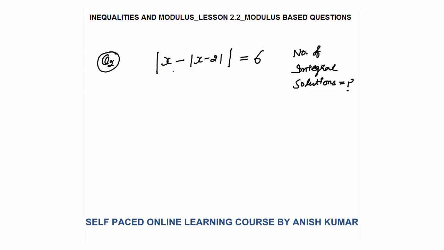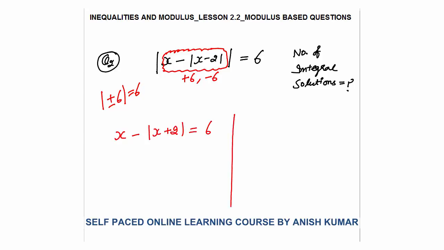Now I am solving. Can I say that only plus or minus 6 will give a mod equal to 6? Even if the inside value is minus 6, the outside value is 6. Even if the inside value is plus 6, the outside value is 6. So this part would be either plus 6 or minus 6; in both cases the outside value would be 6. So in one case, x minus mod of x minus 2 will be 6, and in the second case it would be minus 6. Now I will solve both of these, and I will get my answer.